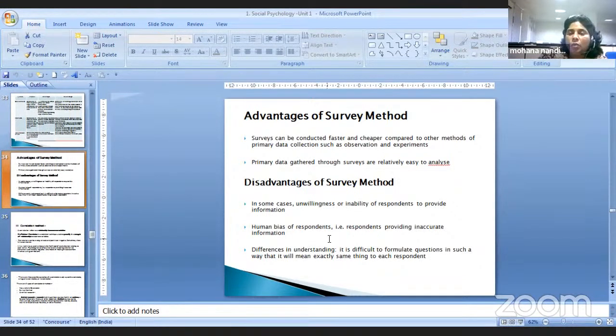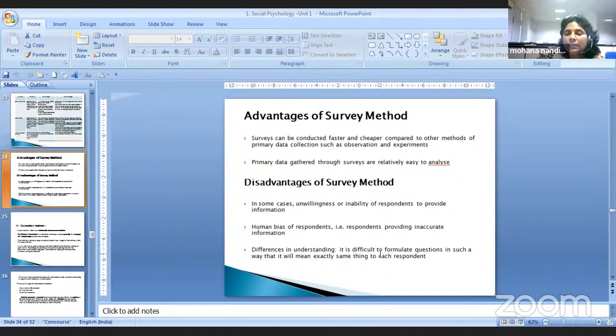Human bias of response, that is, respondents providing inaccurate information. Suppose I am giving a negative answer, what will others think about me? These are the disadvantages of the survey method.